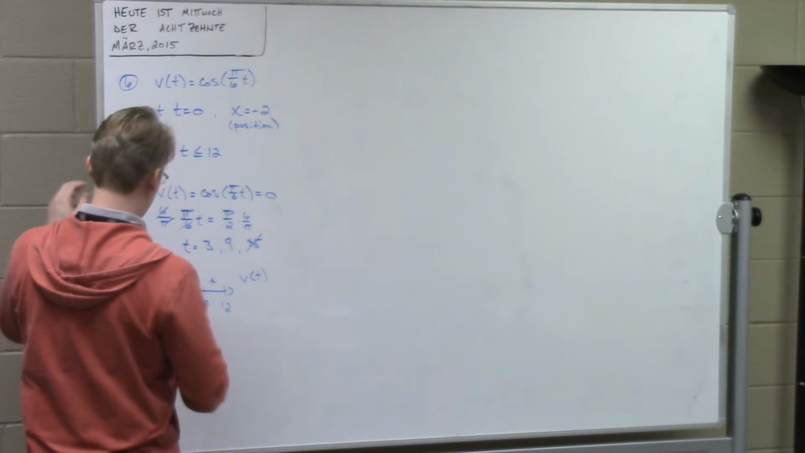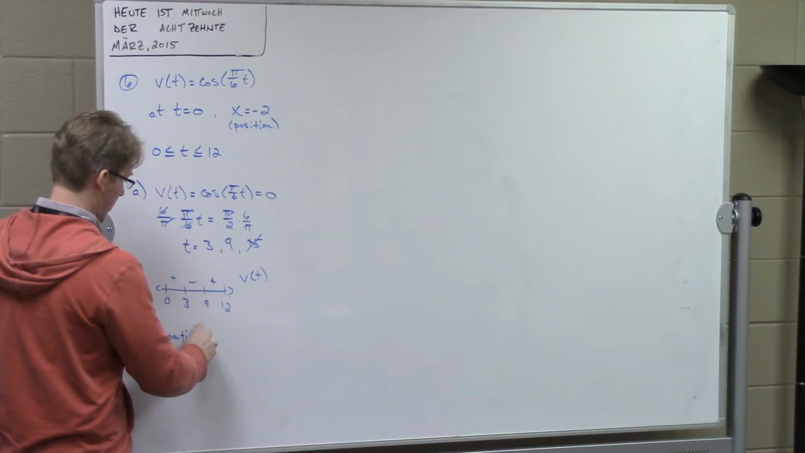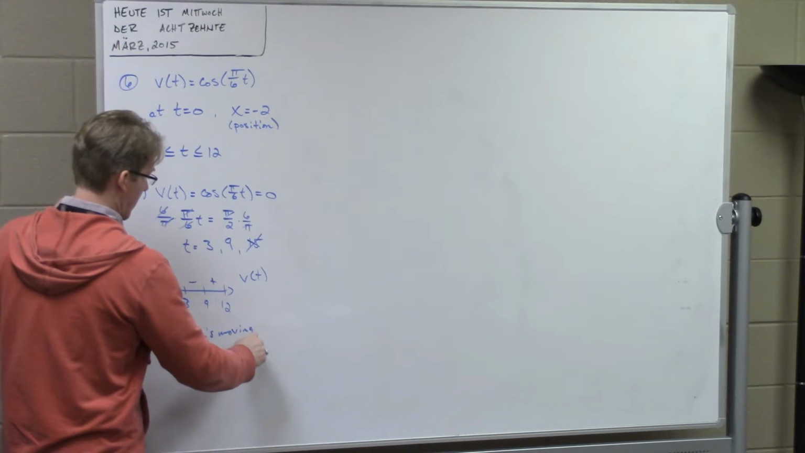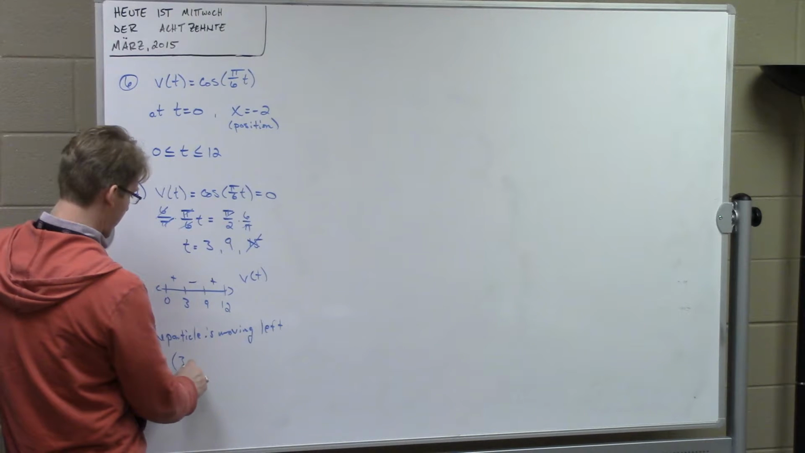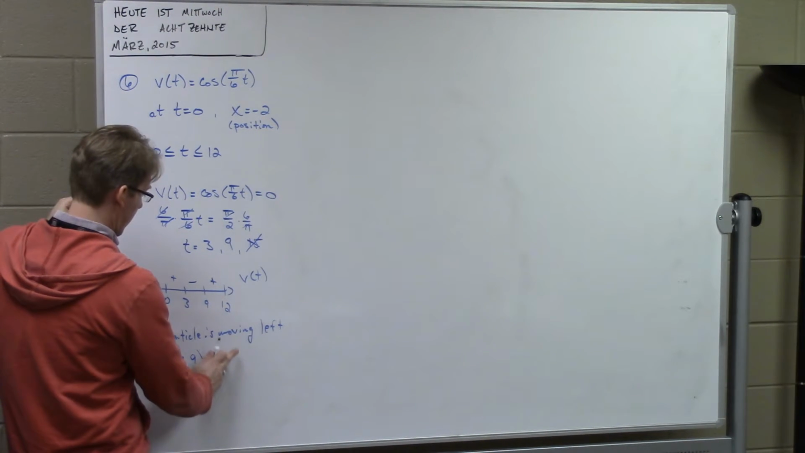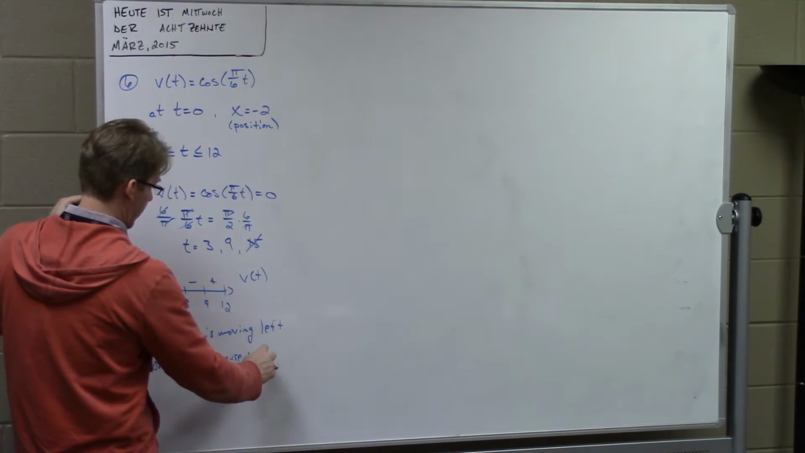Gotcha. When is it moving left? Okay, the particle is moving left on the interval from 3 to 9, because v of t is negative.